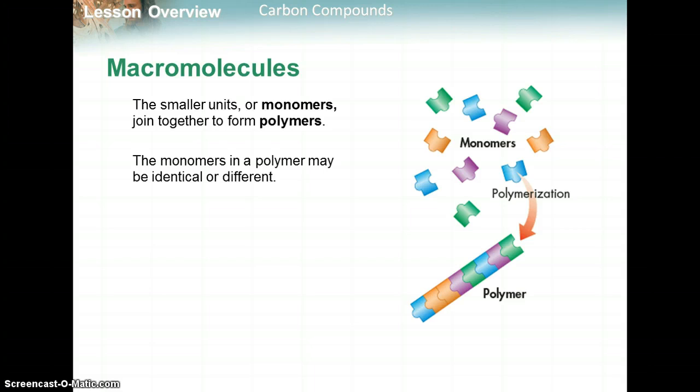Many of these monomers join together to form a polymer, so a bigger object, or in this case, a macromolecule. So you can have a polymer that's made out of identical monomers or different monomers paired up together to make a macromolecule. Maybe this polymer here is made up of four different types of monomers. It could be made out of all orange monomers or blue monomers. So it depends on what macromolecule you're working with.